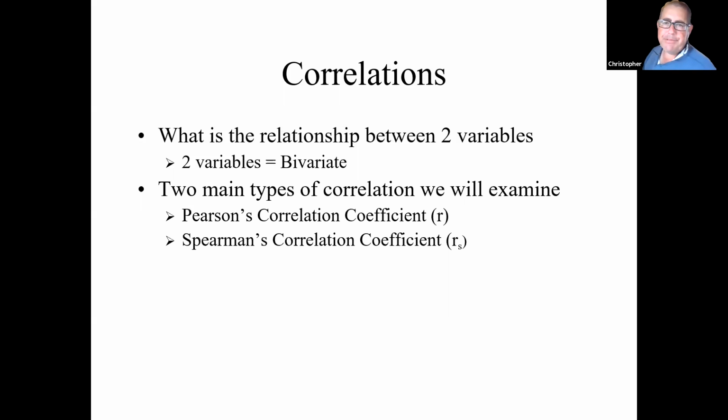The main types that we'll talk about are the Pearson's correlation coefficient, probably the biggest one, and then the Spearman's correlation coefficient. We'll see that these are for different types of data, and I'll talk about that in the next section, I believe.